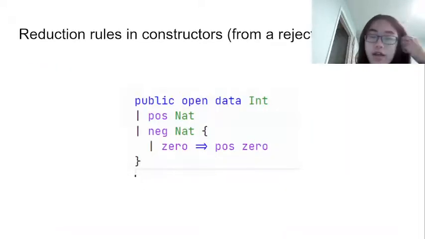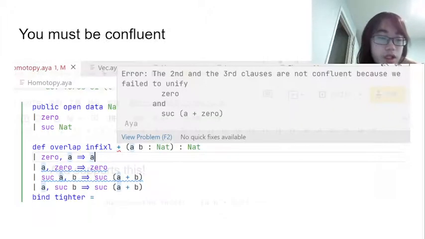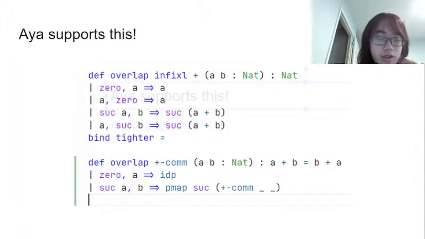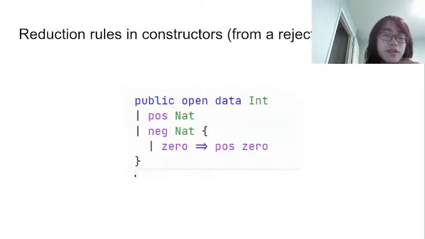We also have, so this is one of the many features we have, which is very nice. We simplify a lot of proofs. And there's another new feature, which is the reduction rules in constructors.